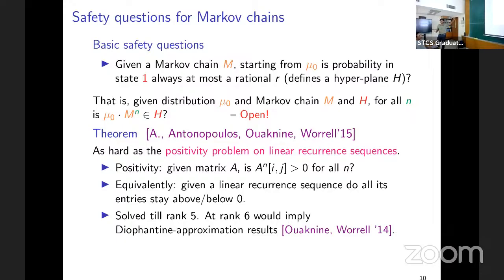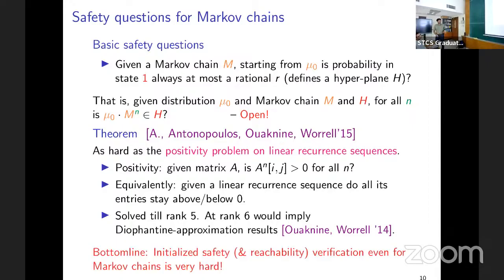This is all just to say this is very interesting, and I still have to tell you my problem and how to solve it. We have a long way to go. So bottom line, I just wanted to say all this to say that this problem is hard. So you cannot hope for a very easy solution.